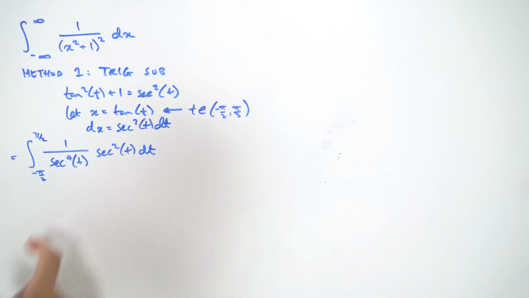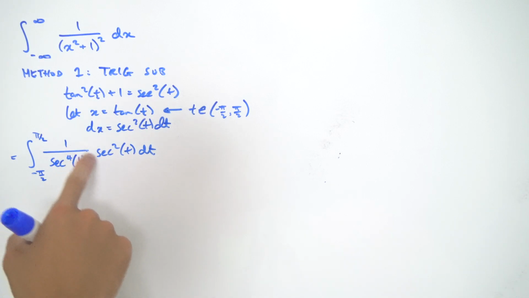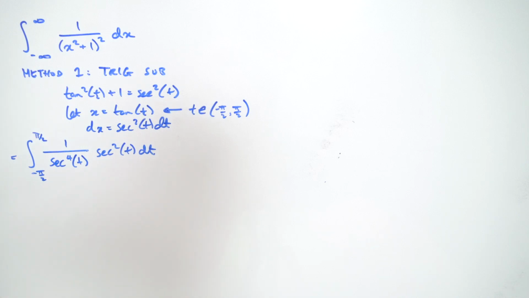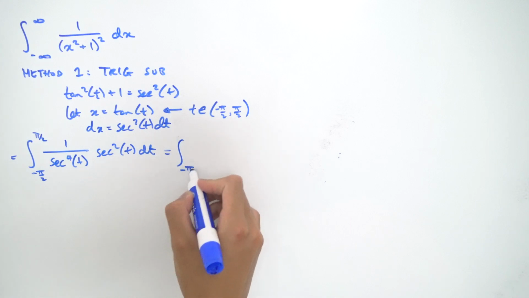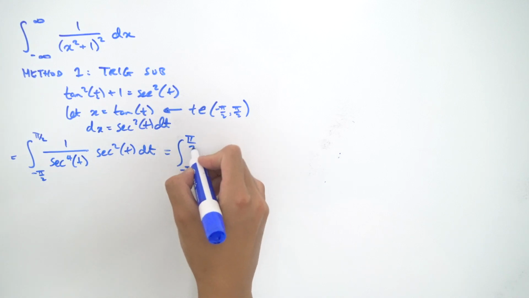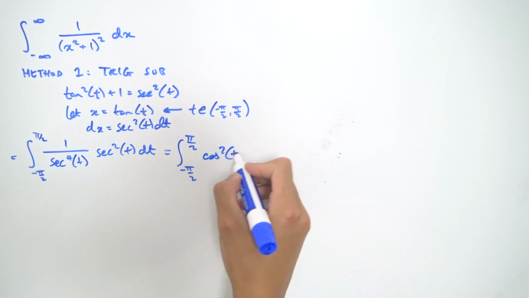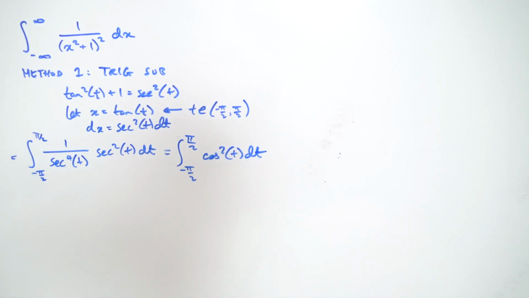So now this simplifies down nicely. Notice we can simplify this integrand down to 1 over secant squared, but since secant is exactly 1 over cosine, this is the integral from minus pi on 2 to pi on 2 of just the cosine squared of t dt. And now we have to integrate the cosine squared, but that's a little bit tricky to evaluate.